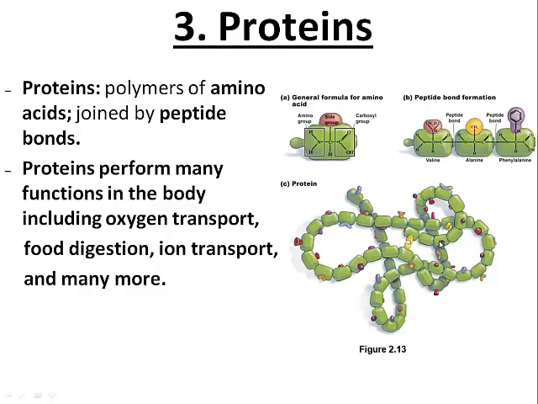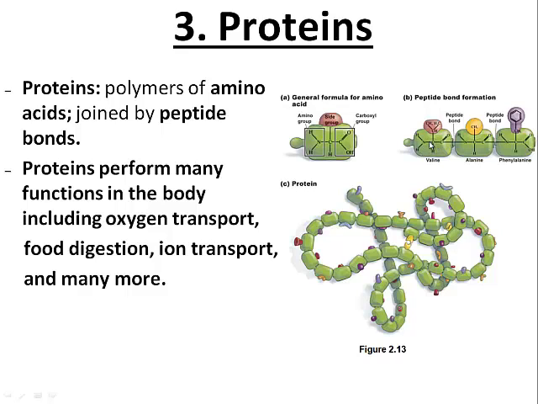So there are 20 amino acids that are present in living systems. There are 20 amino acids that make up the proteins found in your body. A protein then is composed of the linking of these amino acids.